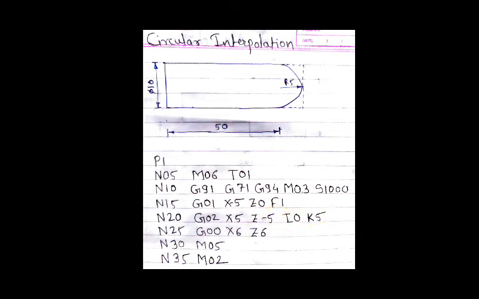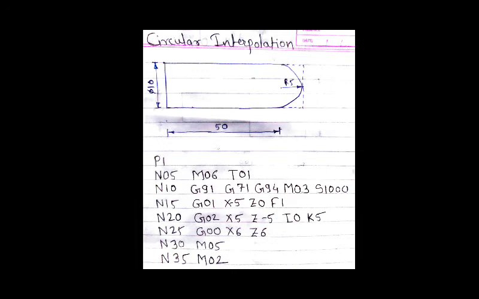Normally, IJK is used for circle parameters, but here Y is absent, only X and Z are there. That's why I and K are used over here. These are the circle parameters. Now if we see further, G00 is for rapid traverse, M05 is for spindle stop, and the last, M02, is for end of the program.